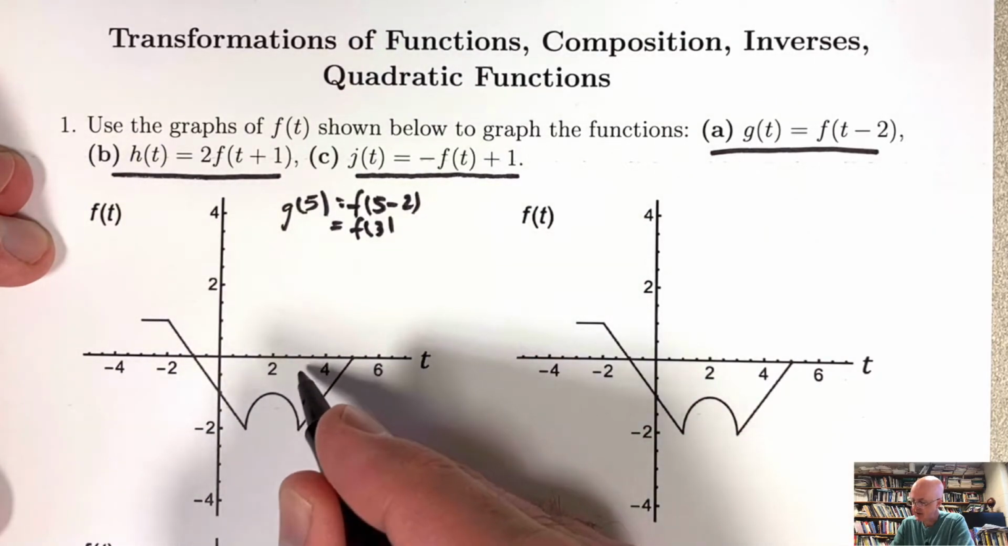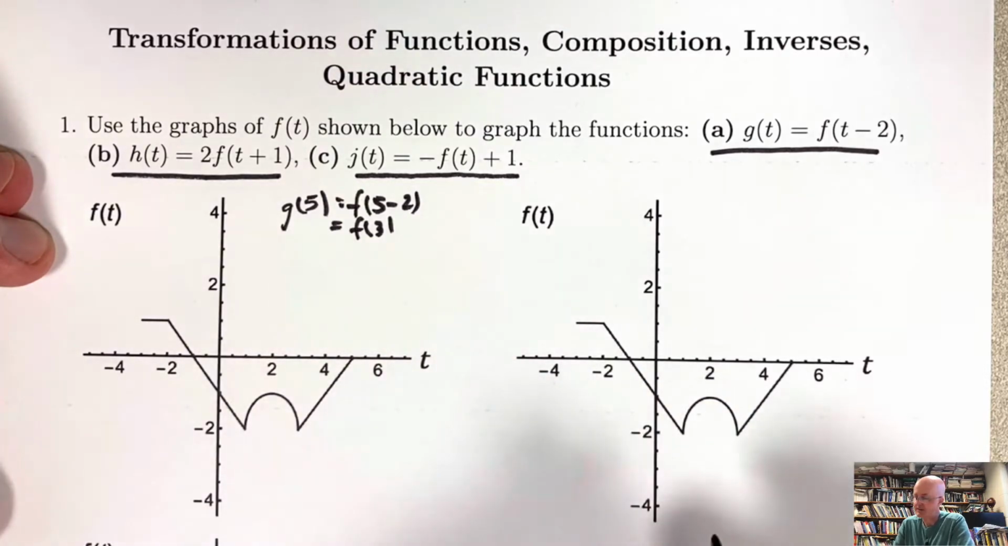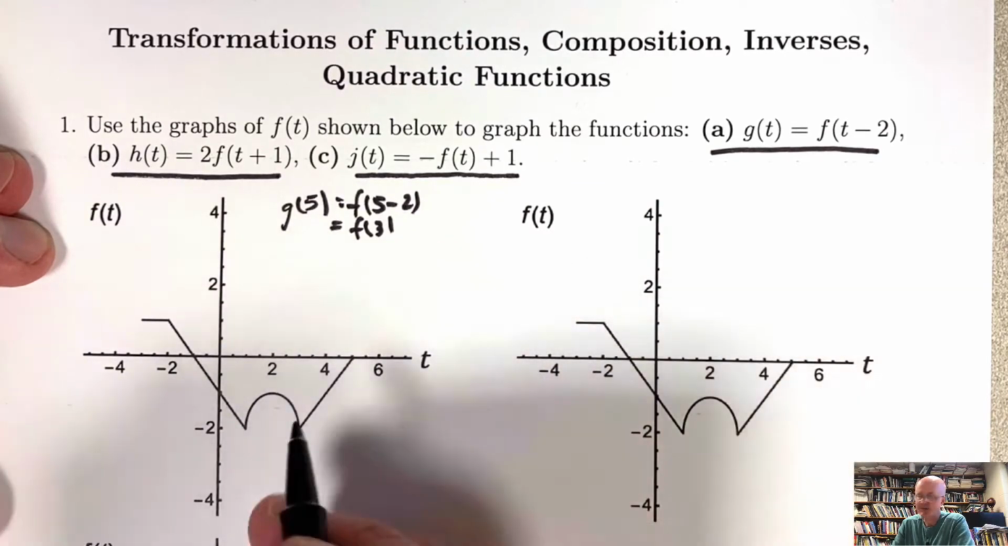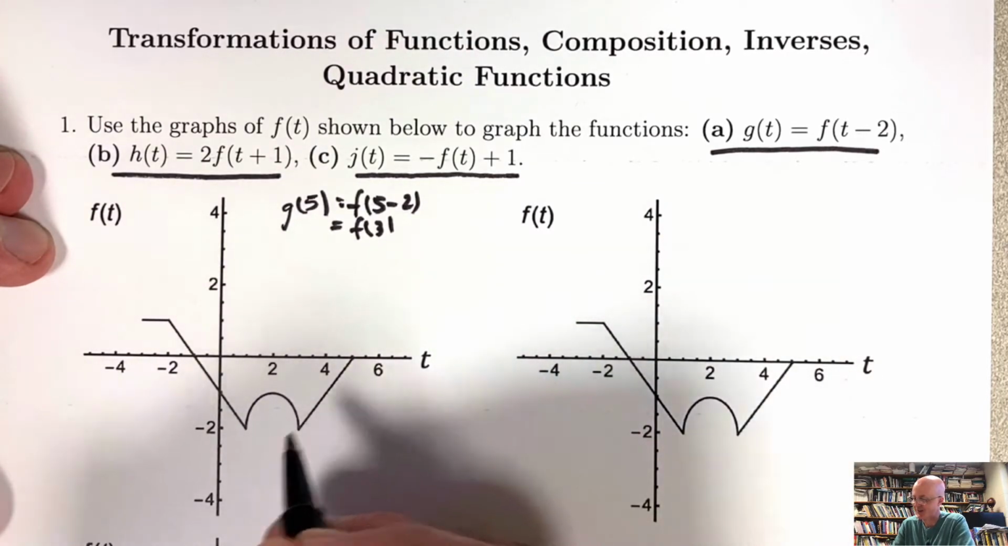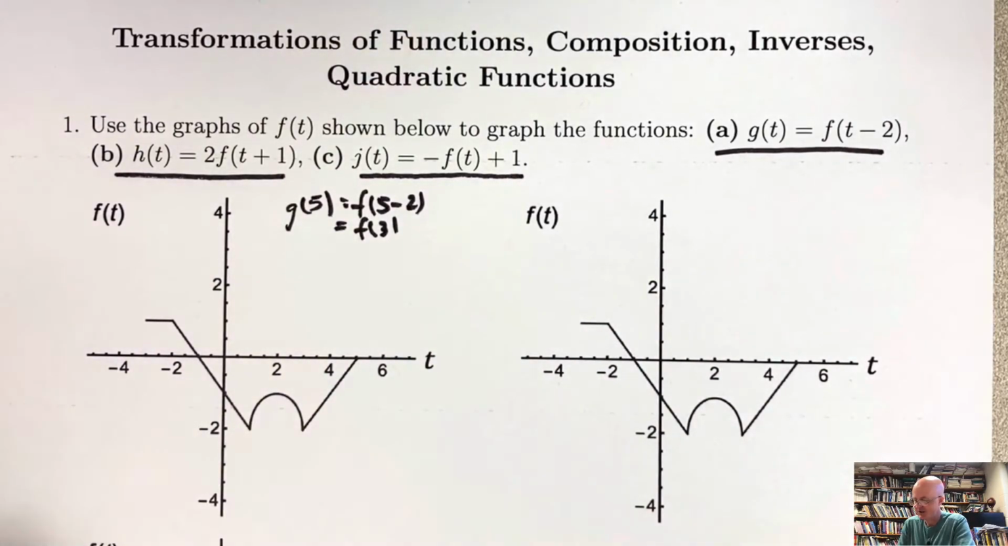What is f of 3? You can see from this graph, it looks like it's about negative 2. It's this point right there on the graph. And that's going to happen for all the points. The value of g is the value of f from 2 units to the left, so you want to take these points and translate them to the right by 2 units. It's good to focus on key points to help you do that.